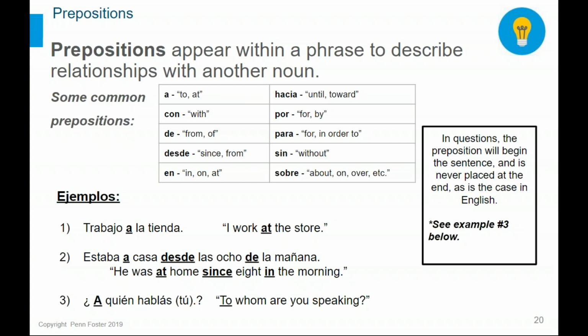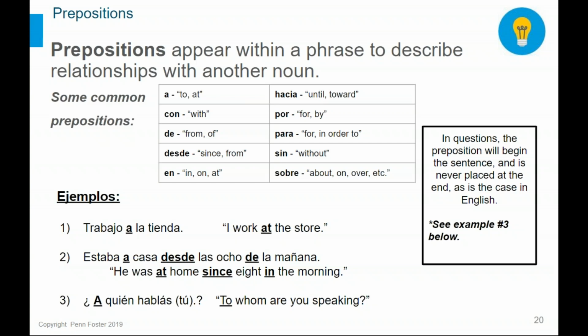Okay, so one thing to make note of, which you will see not only in this lesson and on this exam, but throughout your Spanish program, is the word a, the first one on the left side of that chart. In Spanish, it can also be used as what is known as the personal a, when a person or persons is or are the direct objects of the sentence.